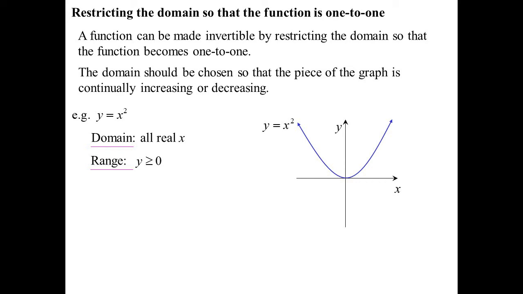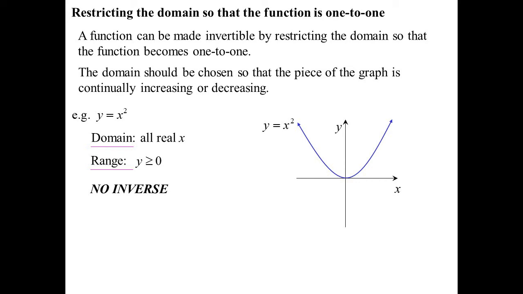But it's going to fail the horizontal line test. No good. So it doesn't have an inverse as it stands. I've got to pick a piece of the parabola which is either continually decreasing or continually increasing. Where shall I pick? What x values will I go for? Greater than or equal to 0. That would be a possibility.